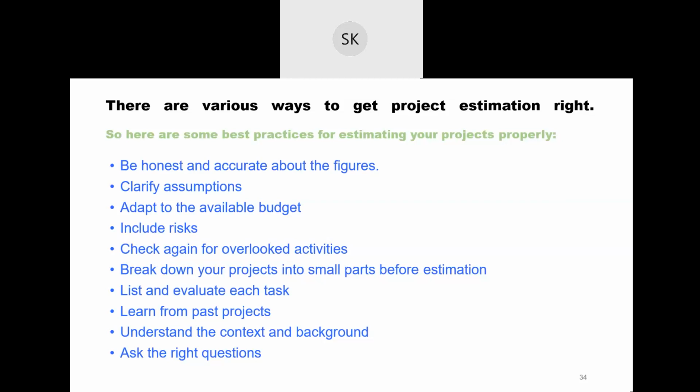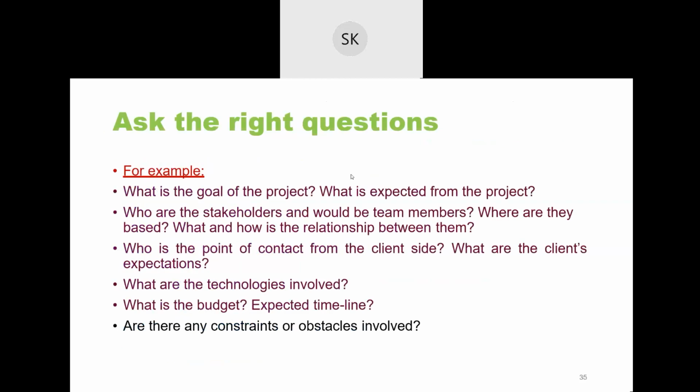Break down your project into small parts before estimation. List and evaluate each task. Learn from past projects. Understand the context and background. Ask the right questions on time.